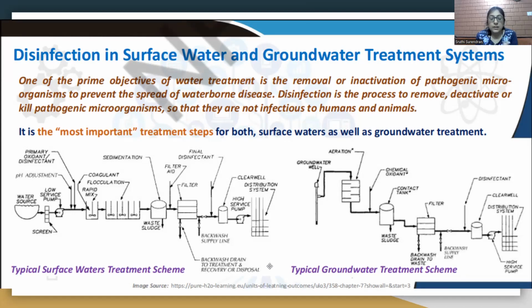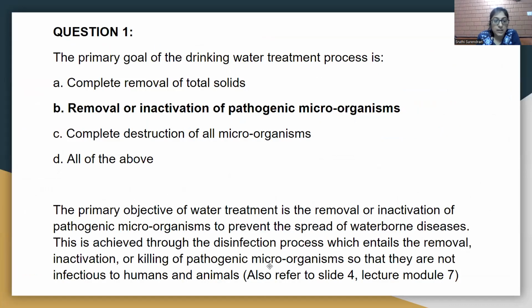Maybe accumulation of all these impurities in water might be harmful to our body, but pathogenic microorganisms in water, if it is contaminated, will definitely cause waterborne diseases, which is a condition that cannot be tolerated at any level in drinking water. So disinfection and removal of these microorganisms, particularly pathogenic microorganisms, is one of the major objectives of the water treatment process. So the answer you said is correct. It is removal or inactivation of pathogenic microorganisms.